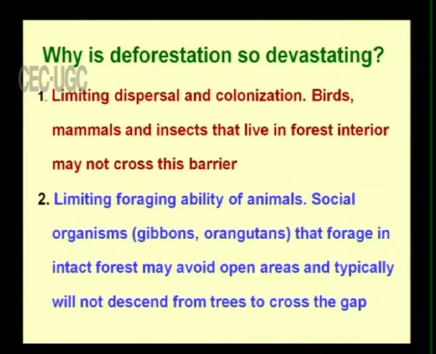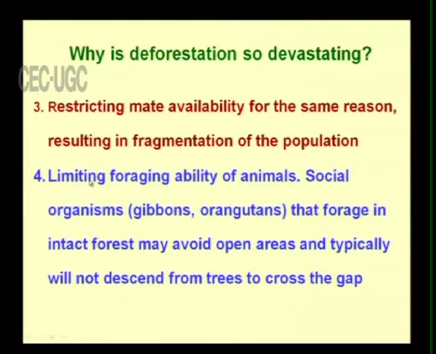And second, restricting mate availability for the same reason, resulting in fragmentation of the population, because in the mating season they need certain particular conditions. When the conditions are not satisfied, naturally the mating may not happen, and therefore results in a smaller population. And limiting foraging ability, that we have already discussed.